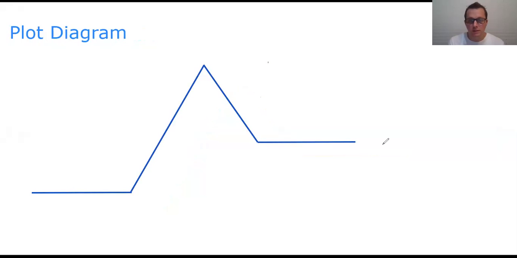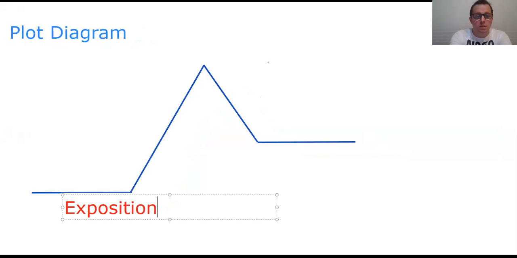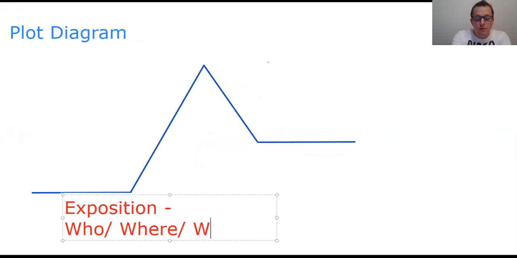I'm going to fill in all the details. However, this is what it looks like in its bare form. We have the first part here. The first part of your story is called the exposition. I'm going to type it here for you, exposition. This part of your story tells us the who, the where, and the when.